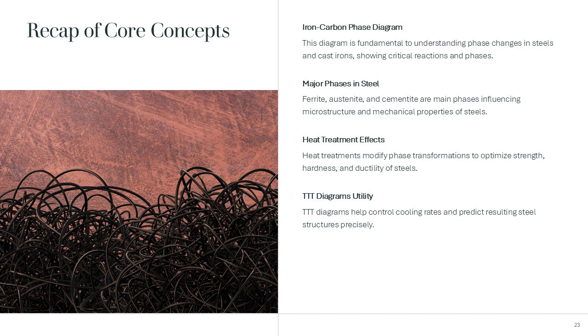Key points include critical reactions, eutectoid, eutectic, peritectic, major phases, ferrite, austenite, cementite, and their influence on microstructure and properties. Heat treatments leverage these transformations to tailor strength, hardness, and ductility. Complementary tools like TTT diagrams refine control over cooling rates and resulting structures. Mastery of these concepts enables engineers to design materials for diverse applications, ensuring performance and reliability.